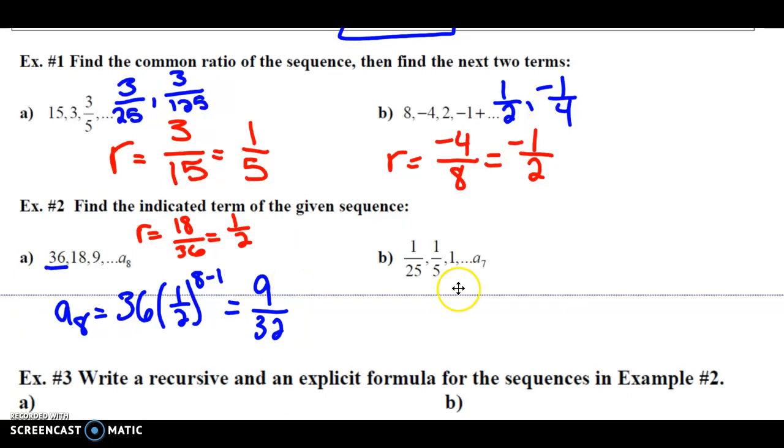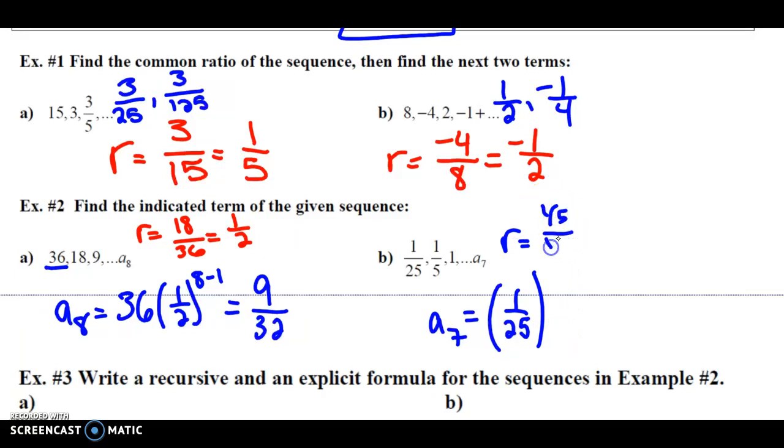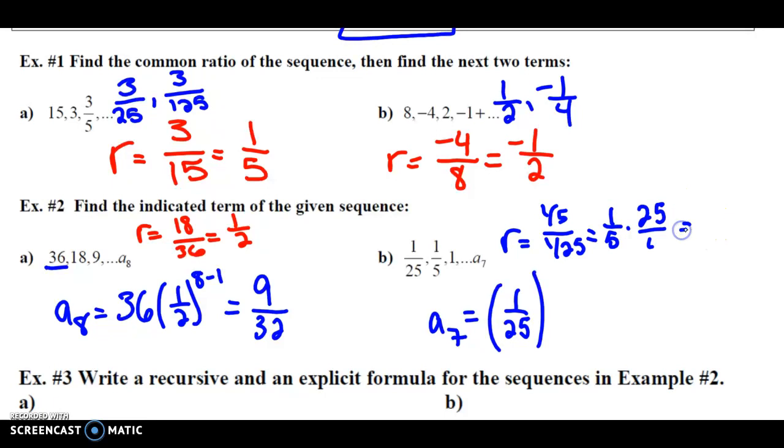For b, we want to find A7. The first term is 1/25. I'm putting it in parentheses, so you remember to put parentheses in your calculator. Then we need to find the ratio. The ratio is the second term divided by the first term. Keep, change, flip, or make sure you use parentheses in your calculator.